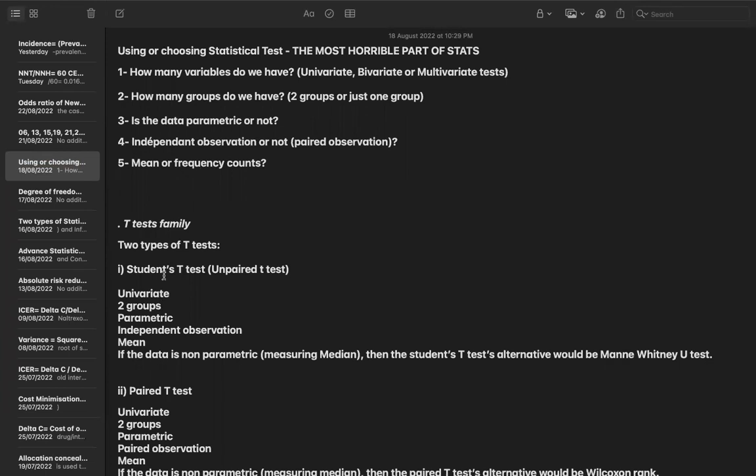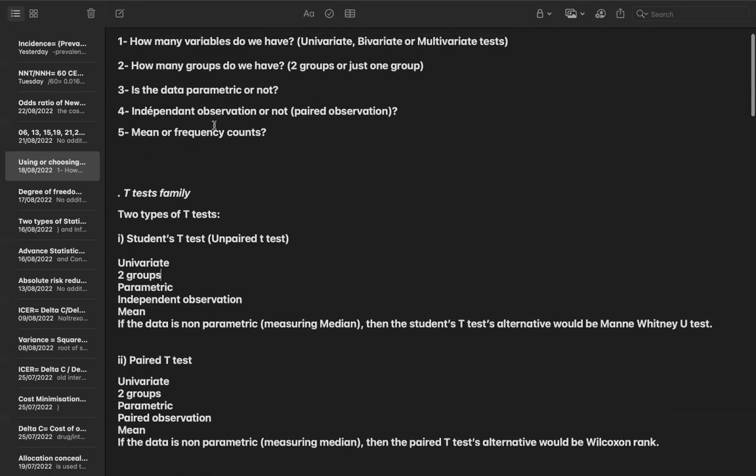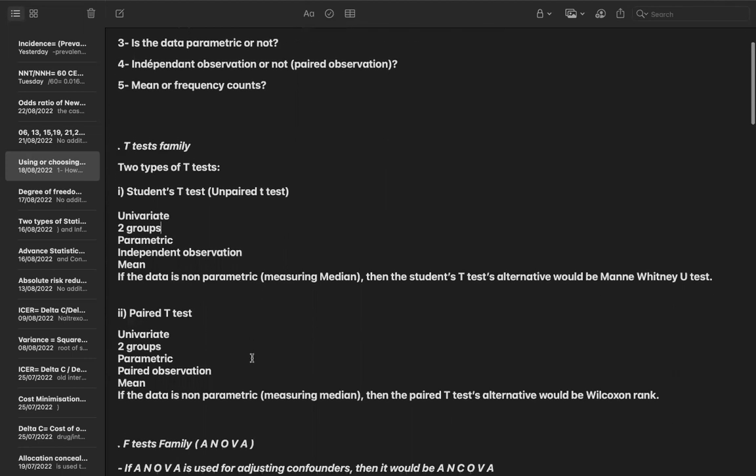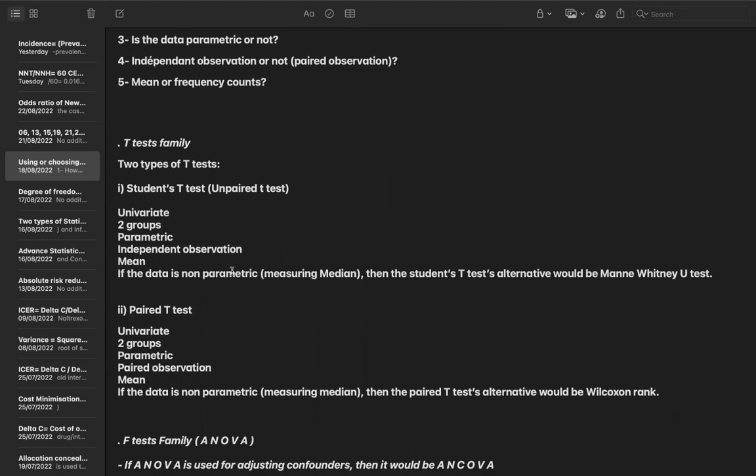We will use the student t-test when we have univariate data, one variable, when we have two groups, when we have parametric data, normal distribution. Then we have independent observations. If we have two groups, we are measuring data only one time. We are not doing a retest. We are not doing a paired observation. And if we are measuring mean, if these criteria are fulfilled, then we will have to use the student t-test, which is the unpaired t-test.